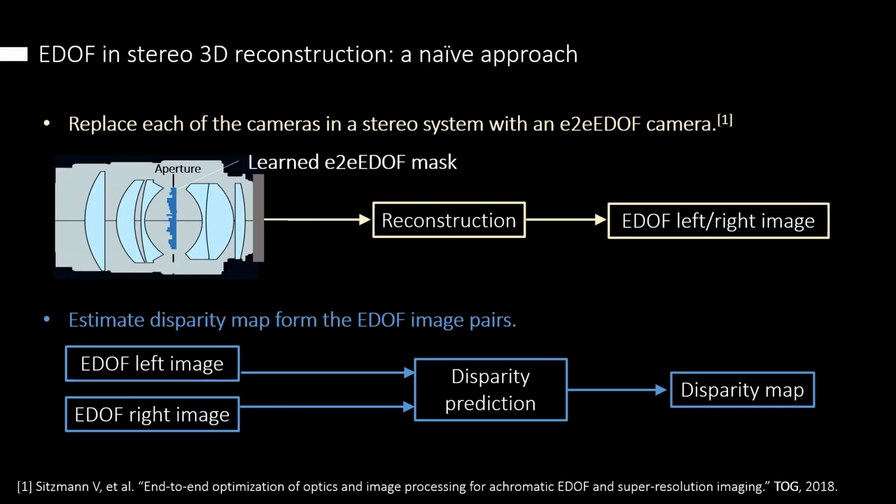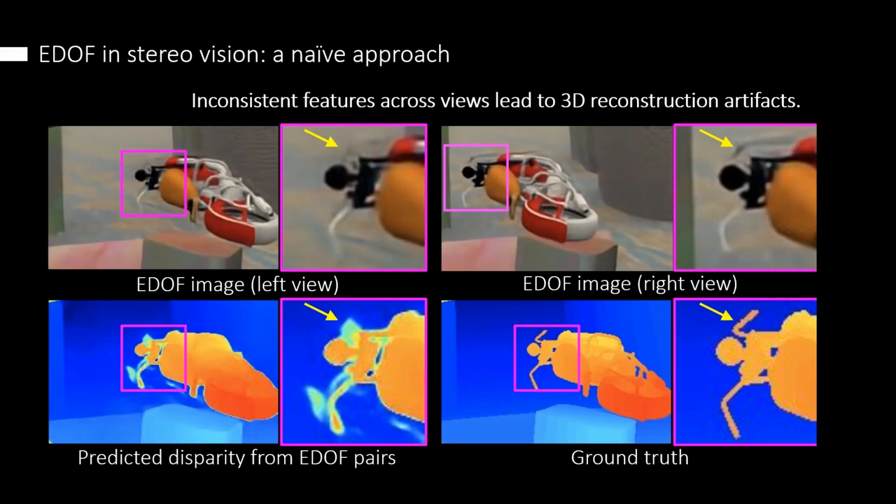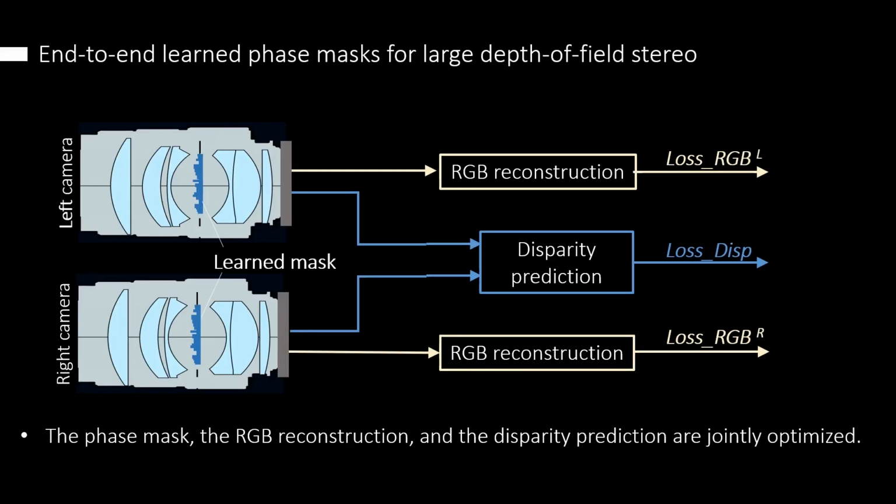To overcome this trade-off, the naive approach is to replace each of the cameras in a stereo system with an EDOF camera, and then estimate disparity maps directly from the EDOF pairs. However, this approach does not show significant improvement due to the inconsistent features in the reconstructed EDOF pairs. Here, we propose Coded Stereo, an end-to-end learning-based technique to overcome this limitation.